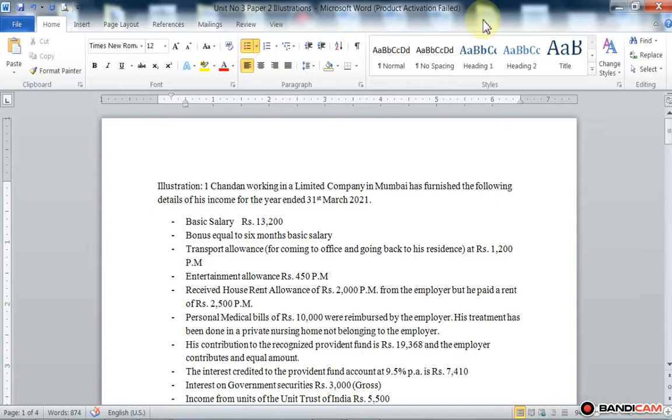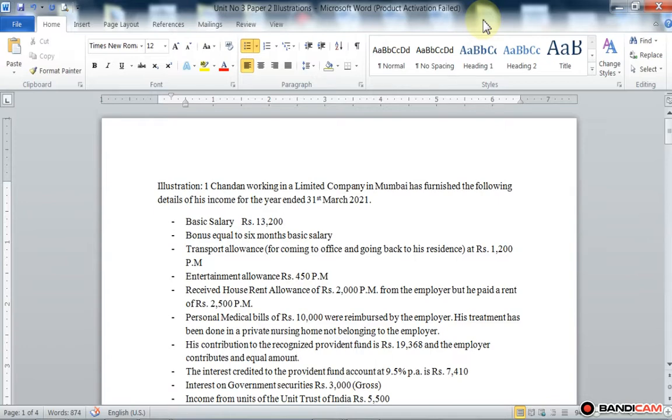So first of all we solved the basic illustration to compute income from salary. In today's lecture we are going to solve a full problem, a full illustration. That is, we have to compute income from the heads of an individual: income from salary, income from house property, income from business and profession, and income from capital gain. So these are the heads of income.